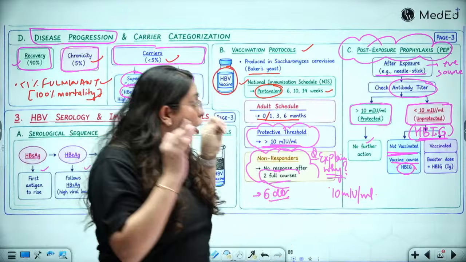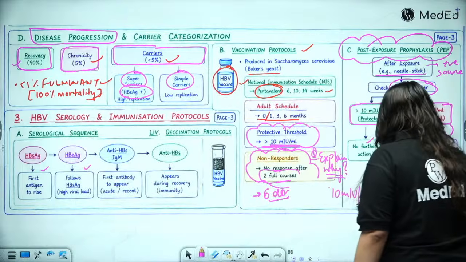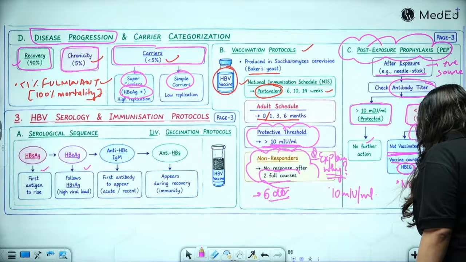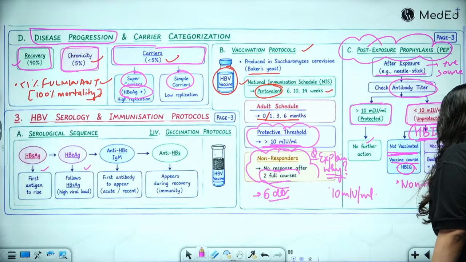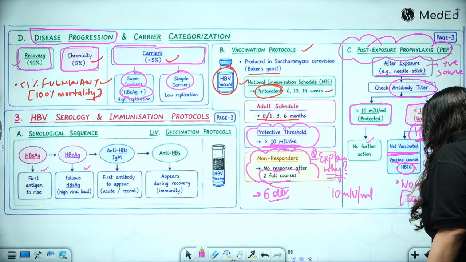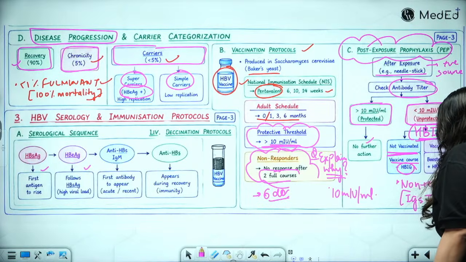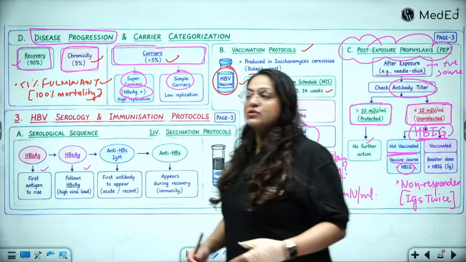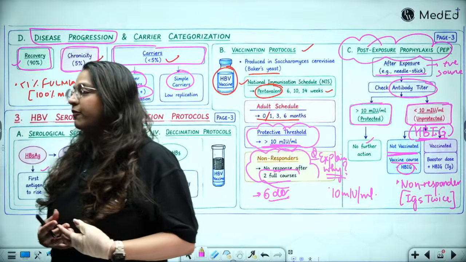The third possibility is that you are a non-responder. In that case, there is no need for giving a vaccine. So you simply take the immunoglobulins twice, that is, you take 2 doses of immunoglobulins.